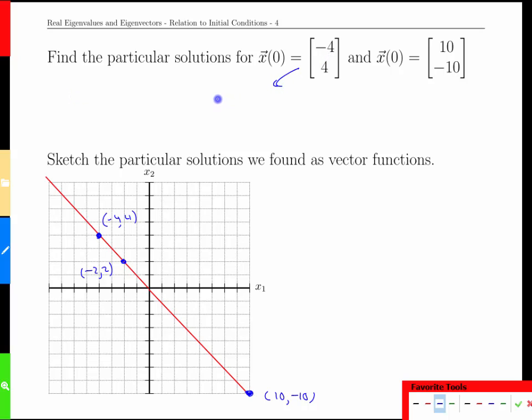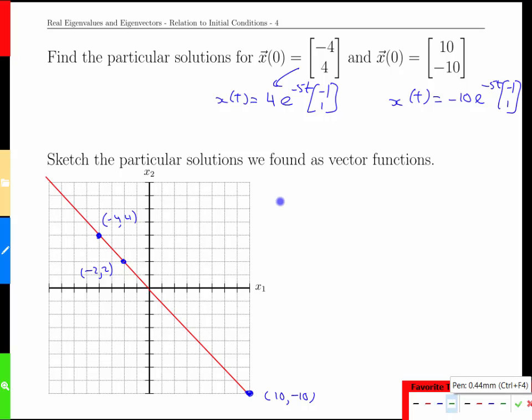This solution would look like x of t equals 4 e to the minus 5t times that vector. And this solution would look like minus 10 e to the minus 5t times negative 1, 1. That same eigenvector. Now, what we're going to do is sketch these solutions over time. So we're going to imagine these are t equals 0 points. These dots here are the initial moments.